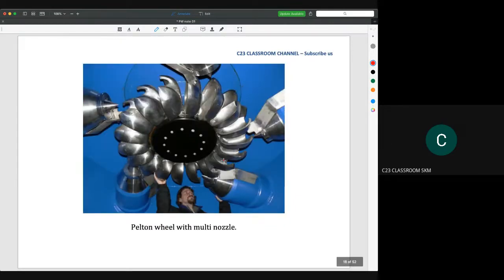Okay, this is the situation where we have 5 nozzles here. If you see 1, 2, 3, 4, 5 here. We could have 5 nozzles, because in this situation, when water hits here, it will flow down. So all the water flow does not hit the next bucket and also does not disturb another water jet. So this is the example, a Pelton wheel with multiple nozzles.